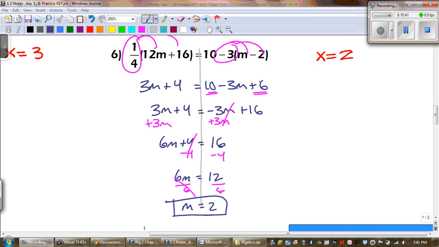Okay, so we had to distribute the 1/4 to both sides, and you get 3m plus 4. And on the other side, we had to distribute the -3. So -3 times m is -3m, and -3 times -2 gives us +6. Okay? So from then, we combined our like terms to get 16. We had to move the smaller variable, so I moved the -3m, so we did the inverse, which is adding 3m to get 6m. Subtract 4 from both sides, and you get 12. And then divide by 6, and we get our final answer of m equaling 2.